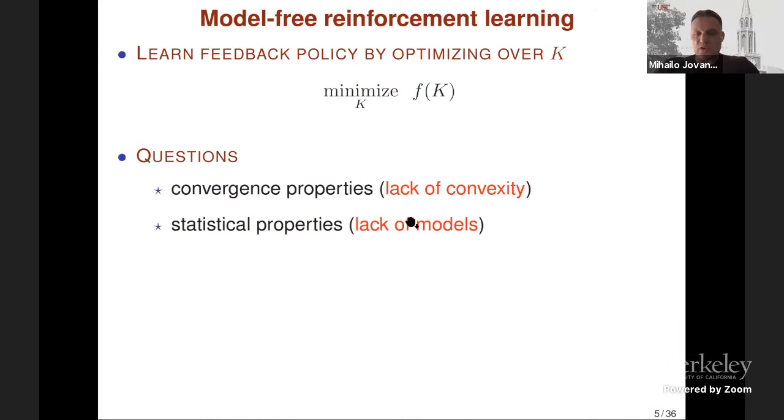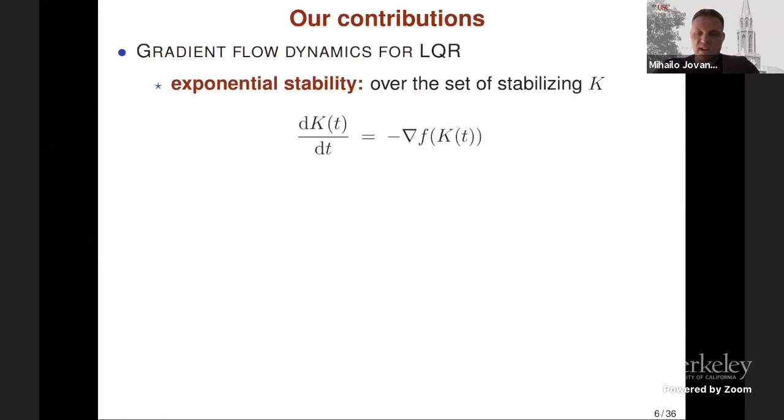And what I'm going to tell you in the next couple of slides is very briefly to list our contributions in this area, and the rest of my talk is going to be devoted to explaining essentially what we've done and comparing to the state of the art. So our first contribution is to show exponential stability over the set of stabilizing feedback gains for gradient flow dynamics for the linear quadratic regulator problem for continuous time systems.